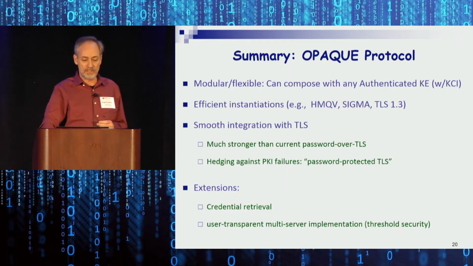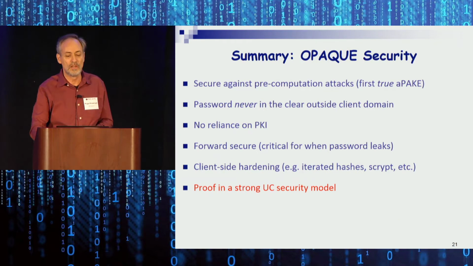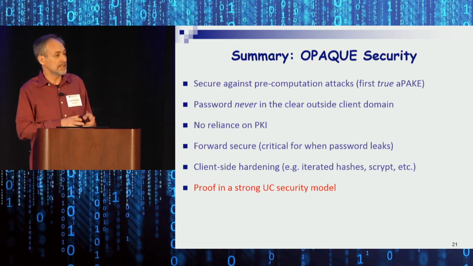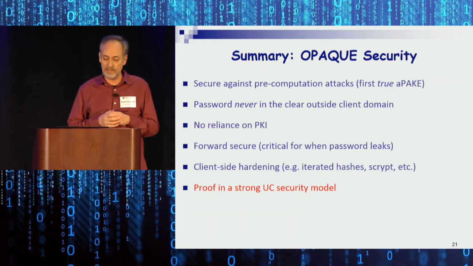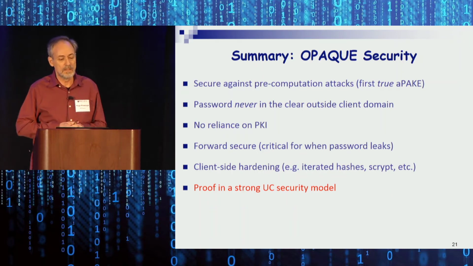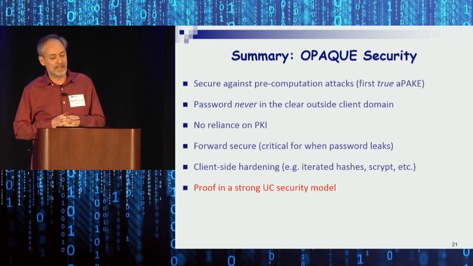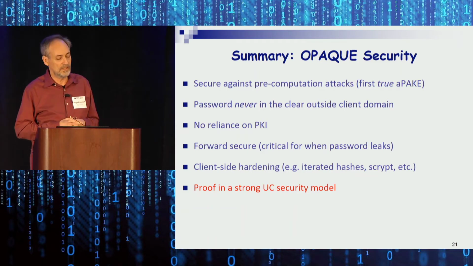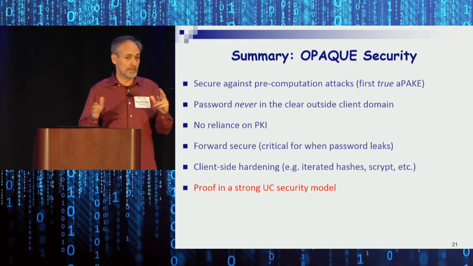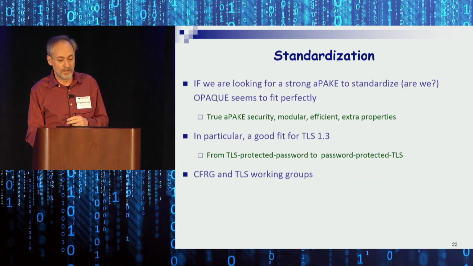Extensions: I mentioned credential retrieval and user-transparent multi-server implementation. As for security, the protocol is secure against pre-computation attacks. Actually, it's the first true aPAKE in that sense. Previous protocols were not secure in that strong sense. The password is never in the clear outside the client domain. There's no reliance on PKI. We get forward security, client-side hardening, and a proof of all these properties in a strong UC security model.